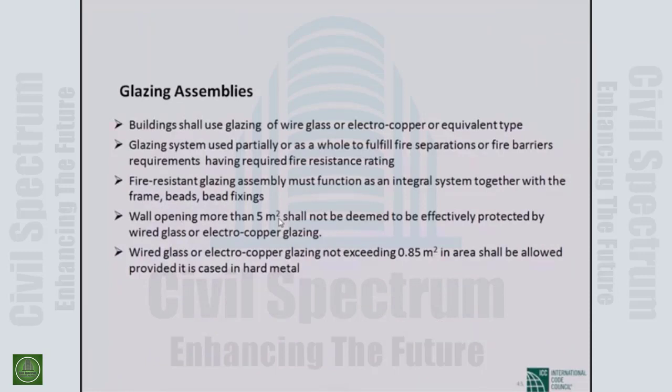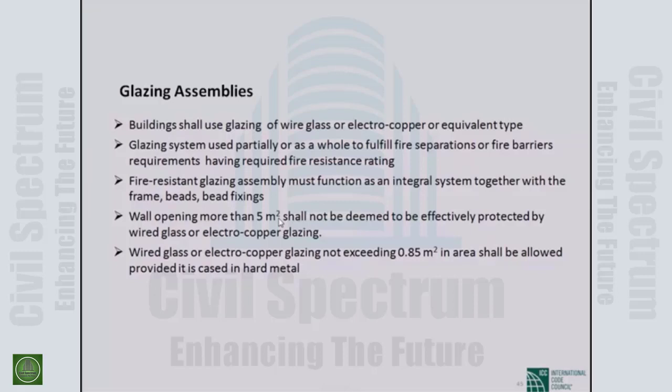This is something with the glass assemblies. Actually, in BNBC 2020, glass assembly means windows or doors or skylights. It does not consider facade glass. It is all for glasses used for windows, glasses used for separation, but it is not glass for facade. It is for door glazing. There are two types of fire rated glass. One is wired glass and another is electrocopper glazing, or some equivalent type. Normally this type of glazing can be used.